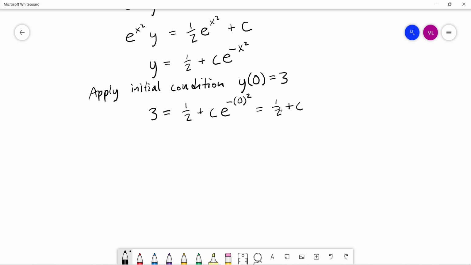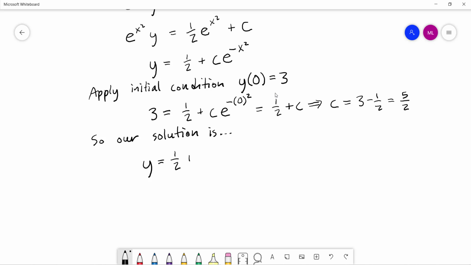But that's equal to 3. So let's solve for c by itself. Let's subtract 1/2 from both sides. And what we'll wind up with is c being equal to 3 minus 1/2, which is basically 2.5 or 5/2. So our particular solution at the end of all of this is that y is equal to 1/2 plus, what was the value of c? 5/2 times e to the negative x squared. And this is our full solution for this particular problem.